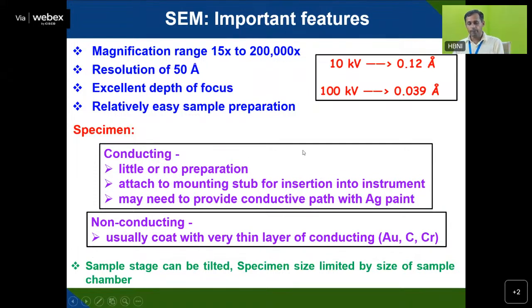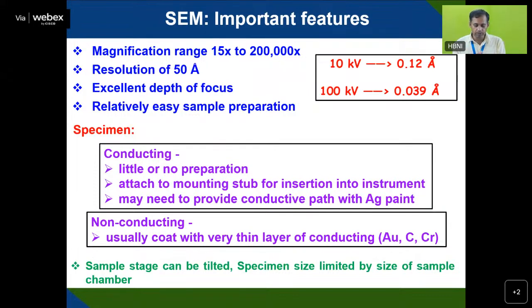For sample preparation, your specimen has to be conducting for SEM, and there is almost no preparation. If it is a powder sample, you can directly put it on conducting tape, or attach it with silver paste. If you have a non-conducting sample, you can go for a gold coating, carbon coating, or chromium coating, which is usually necessary to see the non-conducting surface.